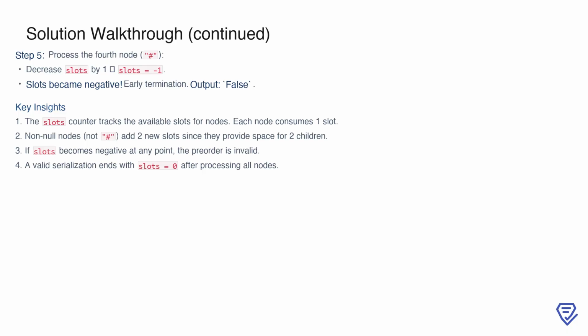To summarize the key insights, the slots variable tracks the number of available slots for nodes, with each node consuming one slot. Non-null nodes add 2 slots, representing space for their children. Any point where slots becomes negative or does not equal 0 at the end of processing indicates an invalid serialization.